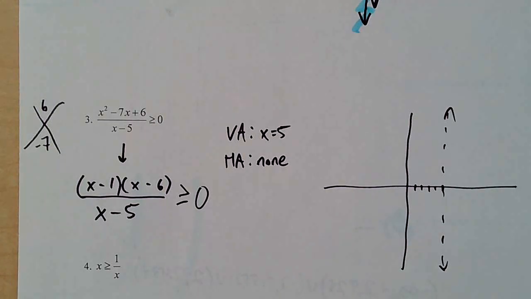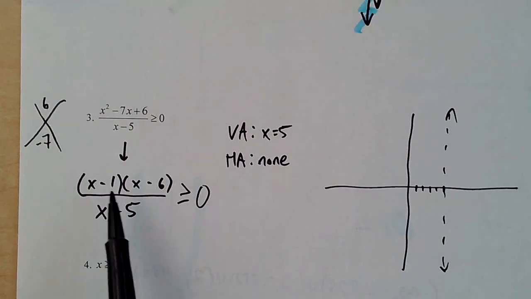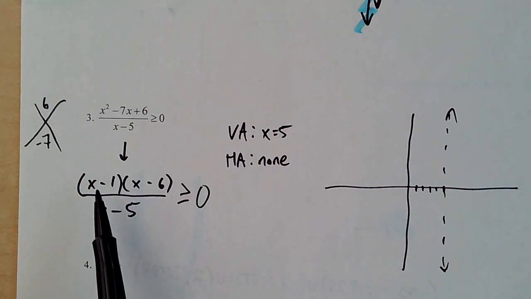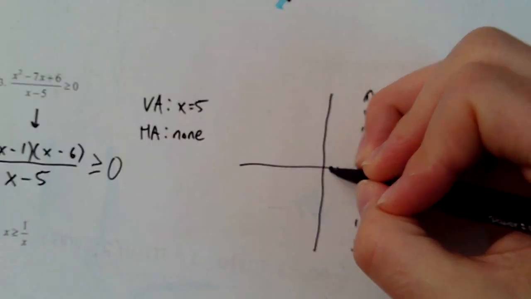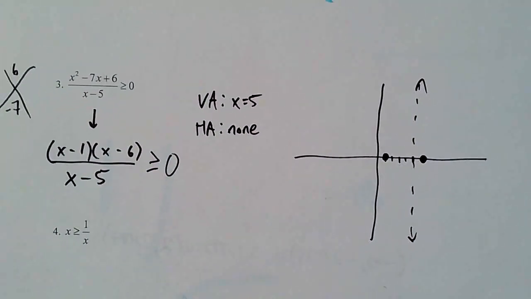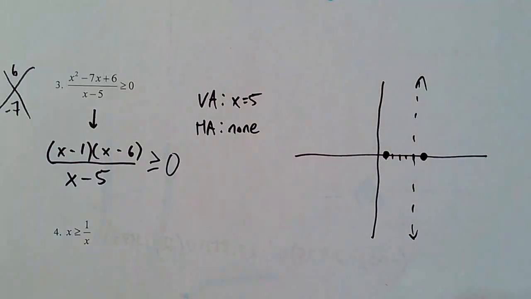But first, let me get those x-intercepts. So we already have the top factored. That is showing me that we have 2 zeros on the top, 1 and 6. That's going to be useful to help us piece this together. All right, so x-intercepts at 1 and 6.